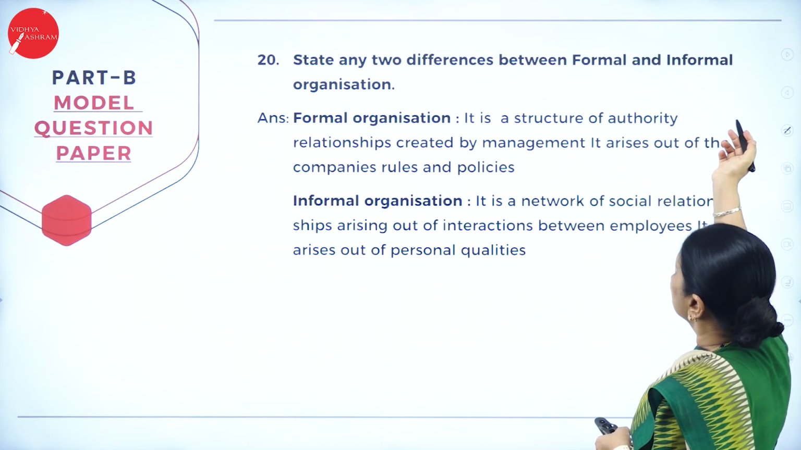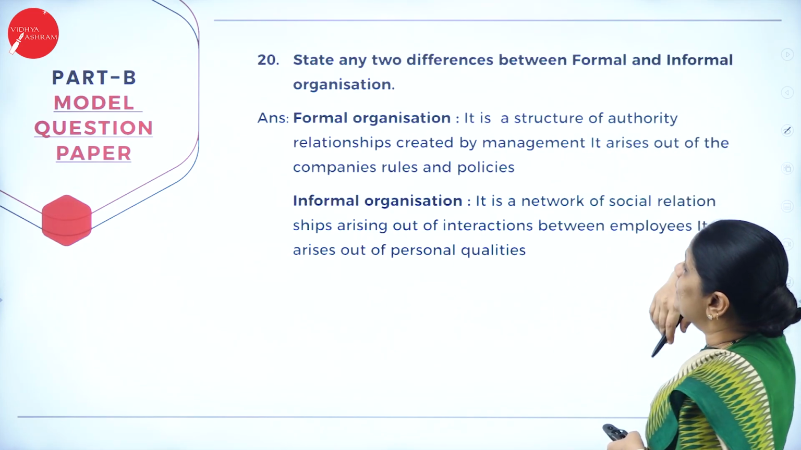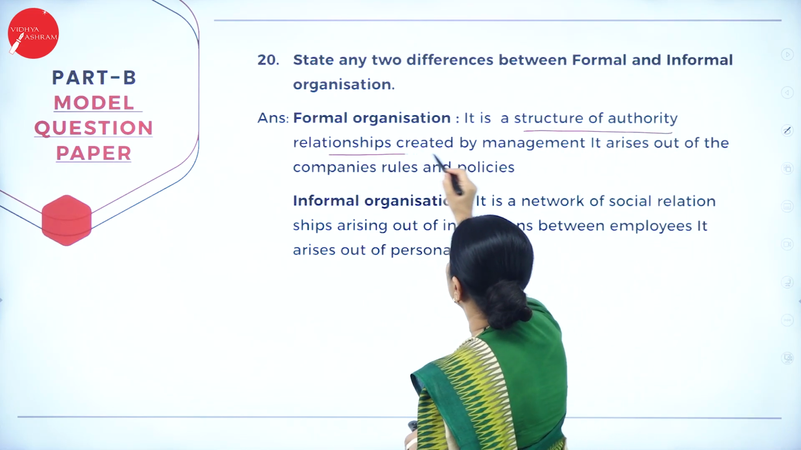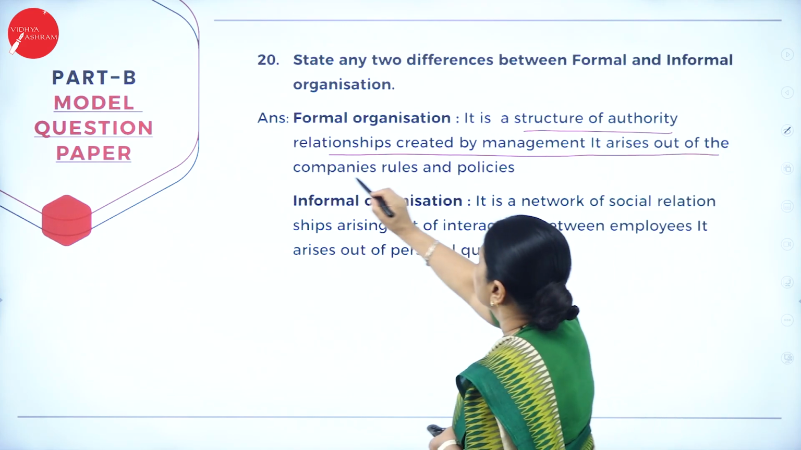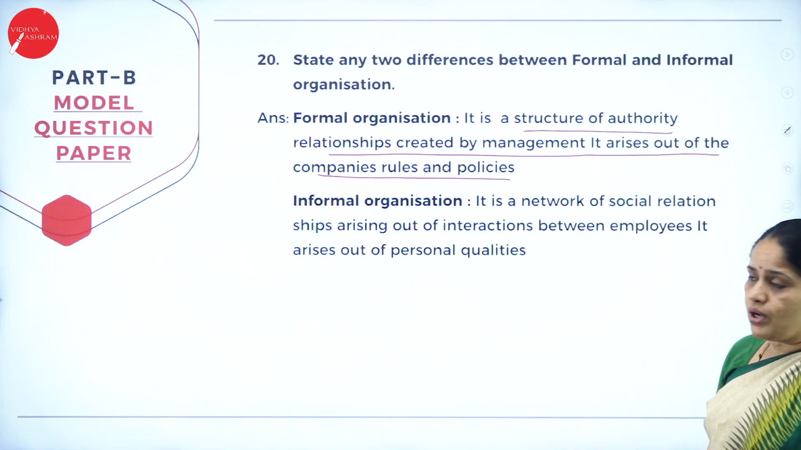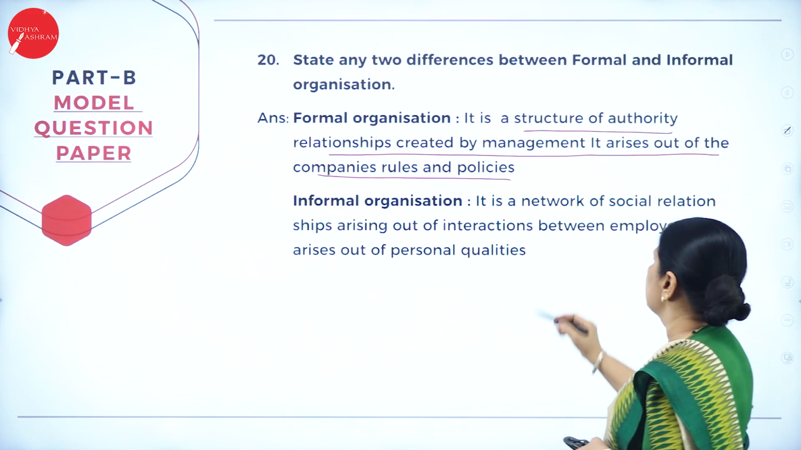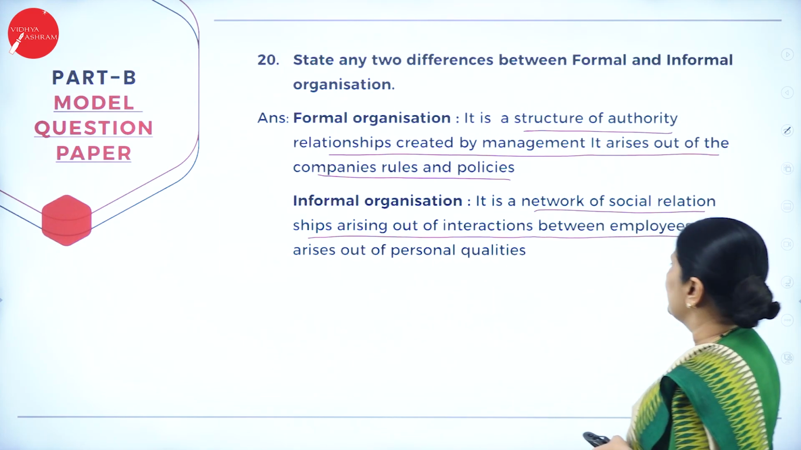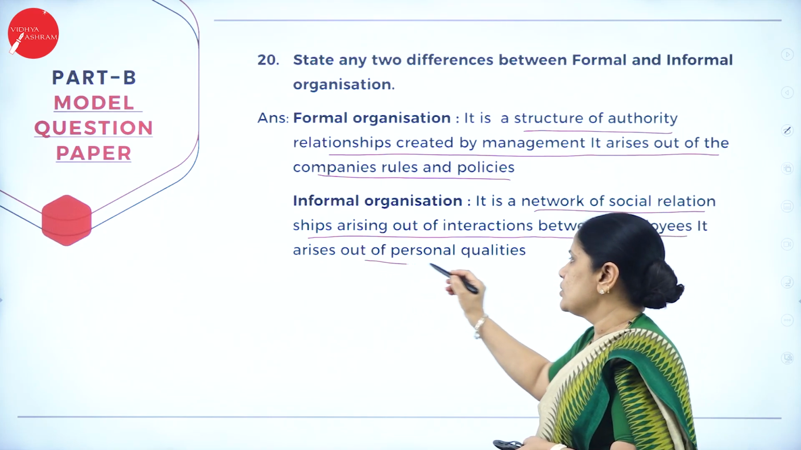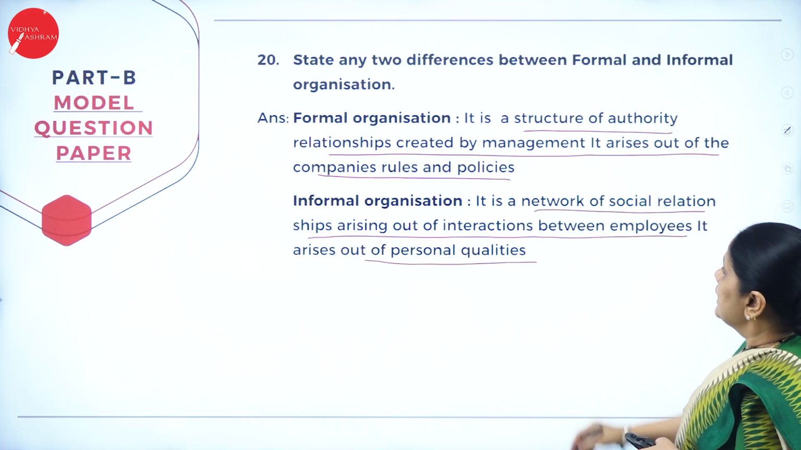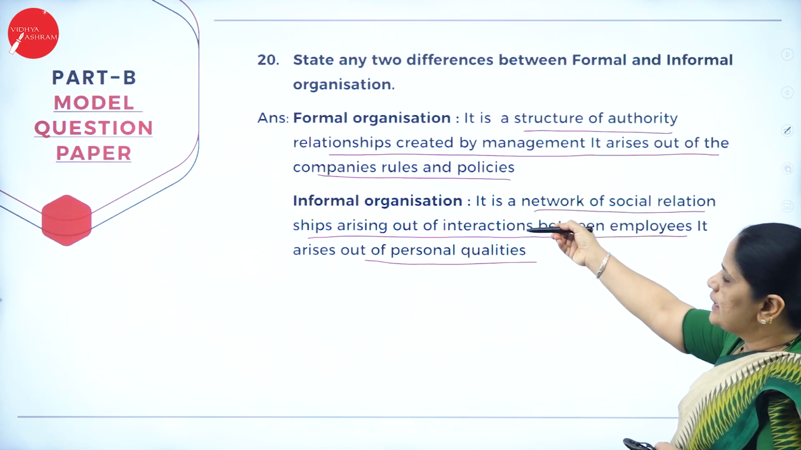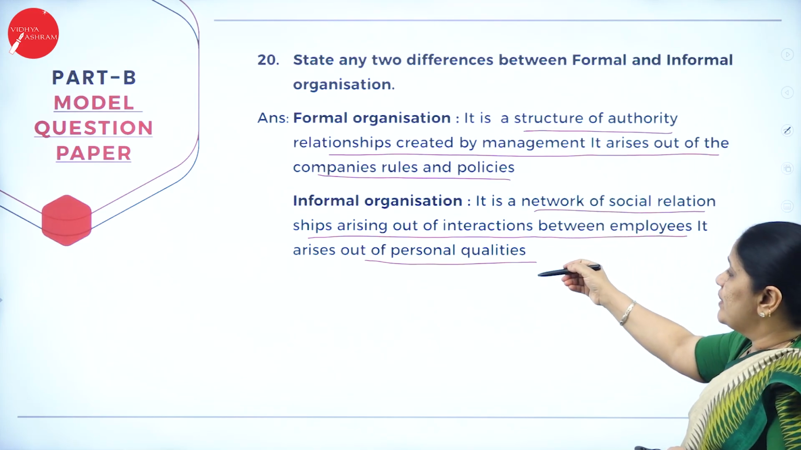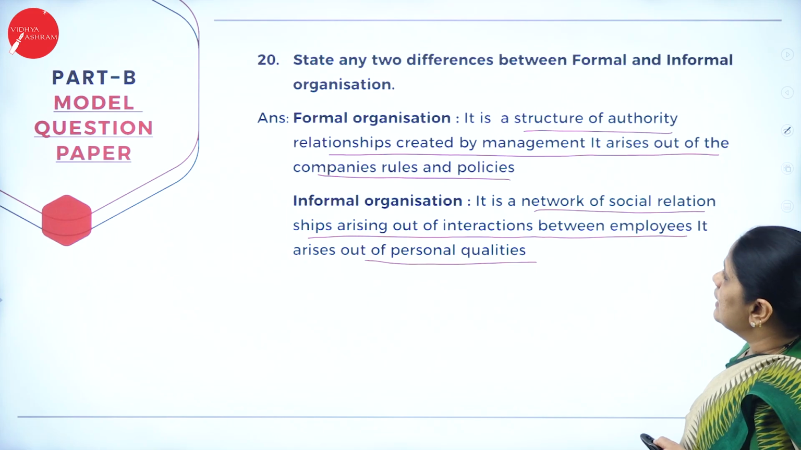Then state any 2 differences between formal and informal organization. Now formal organization, it is a structure of authority relationships created by management. It arises out of the company's rules and policies. Whereas in an informal organization, it is a network of social relationships arising out of interactions between the employees. It arises out of personal qualities. So here it is done by the management. Here it is because of the interaction among the employees. And there it is guided by rules and policies, where here it arises out of personal qualities.